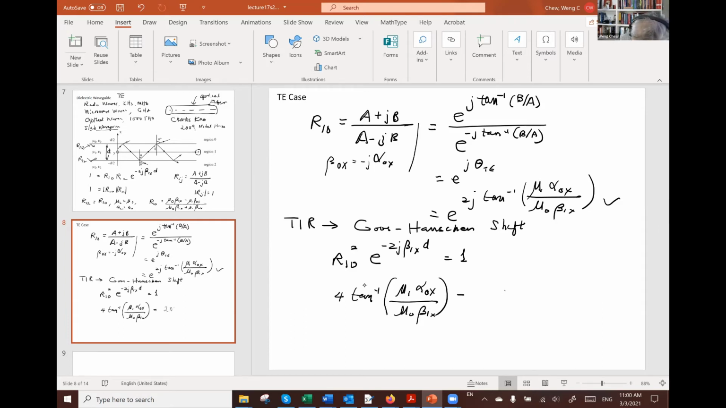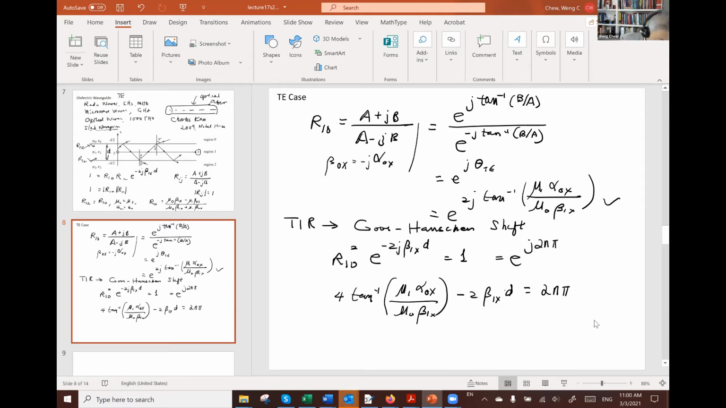Sorry, there should be this phase of 2 beta 1x d must be equal to 2n pi, because I can write the right hand side as e to the j 2n pi. Okay, so I match the phase, right hand side and left hand side. I should have this as my equation for guidance. In order for this equation to be satisfied, this has to be true. And this equation is not easy to solve, but it can be solved nevertheless.